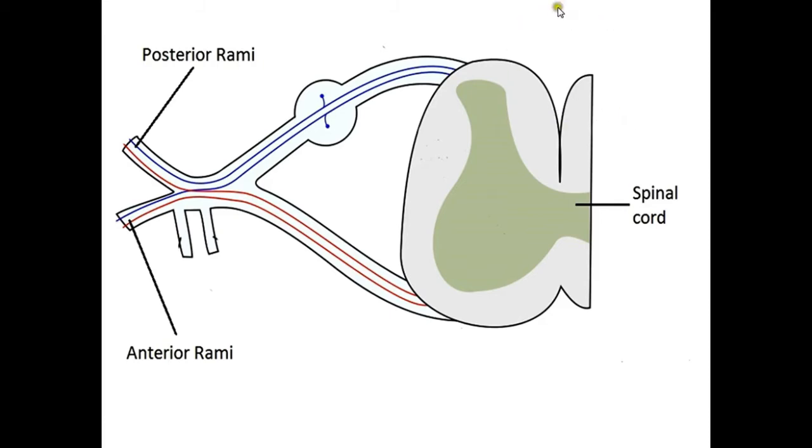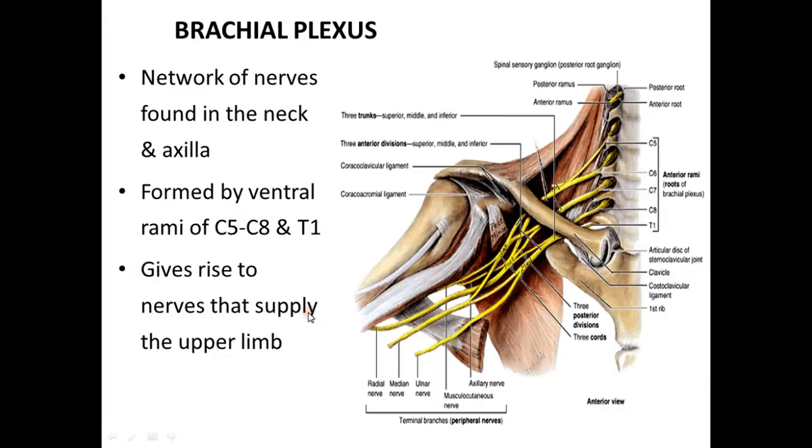You know very well that when a nerve is emerging from the spinal cord, it has two basic roots. One arises from the posterior side, known as the posterior rami, and another arises from the anterior side, known as the anterior rami. In other words, we can say the dorsal and ventral rami.